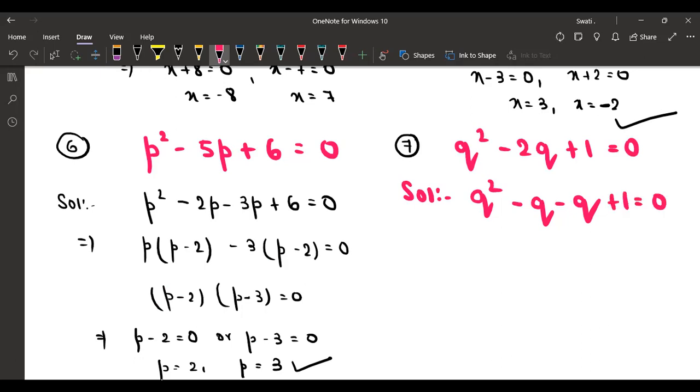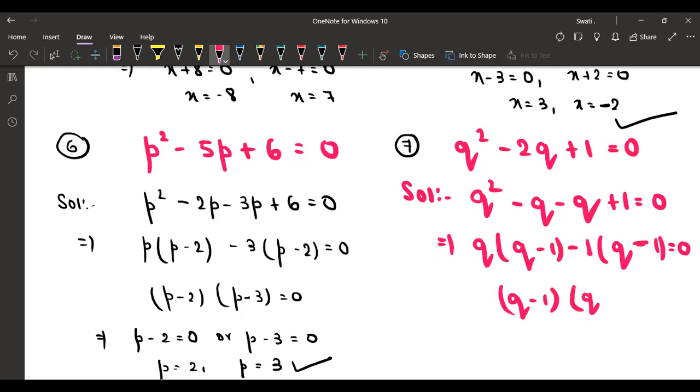Now from here, I'll take q common, so I'm left with q minus 1, and here I'll take just minus 1 common, so it will be q minus 1, because of course we have a negative sign outside the bracket, and then equal to 0. I'll take q minus 1 outside, so I'm left with q minus 1. And q minus 1 times q minus 1 is actually q minus 1 whole square, that is equal to 0. So if q minus 1 whole square is 0, that means q minus 1 is 0. And if q minus 1 is 0, that implies q is equal to 0 plus 1, that is 1. So this is the answer.